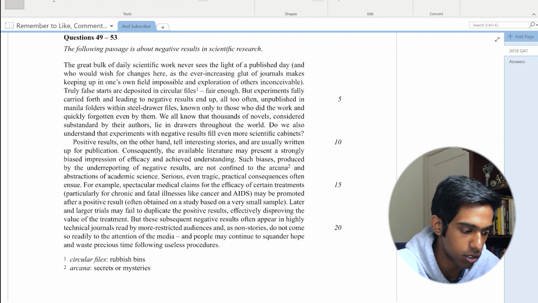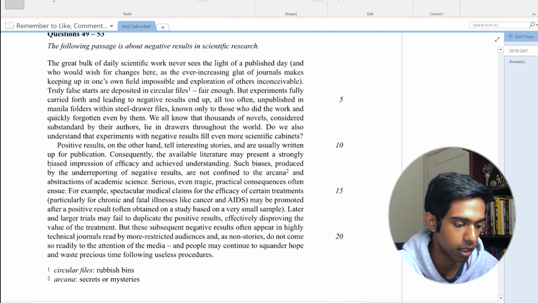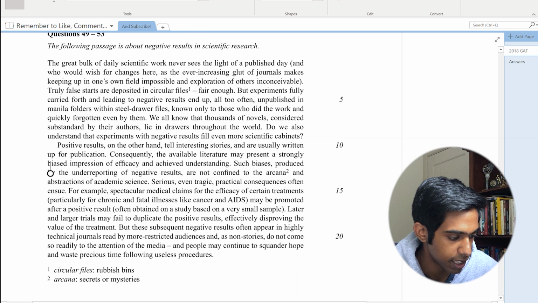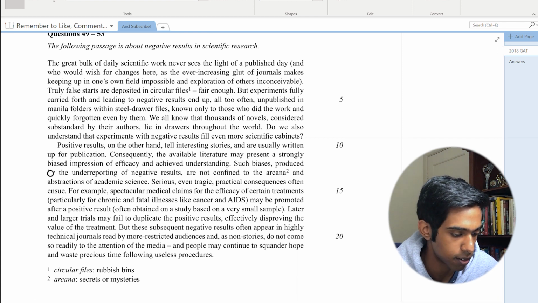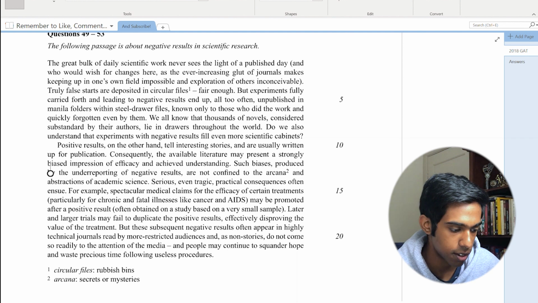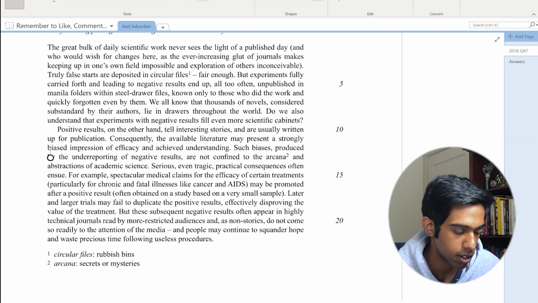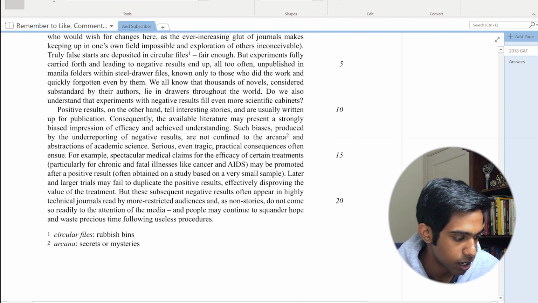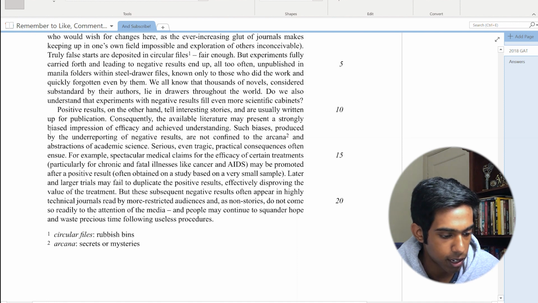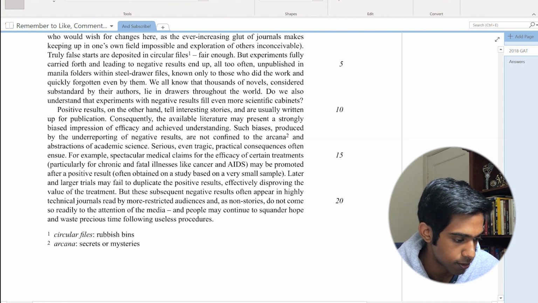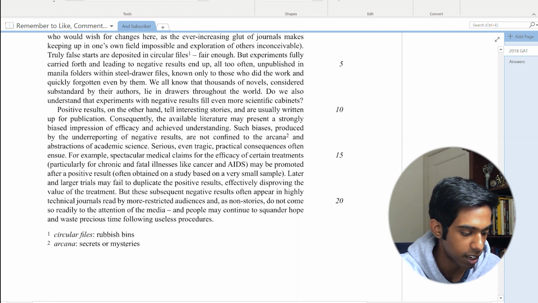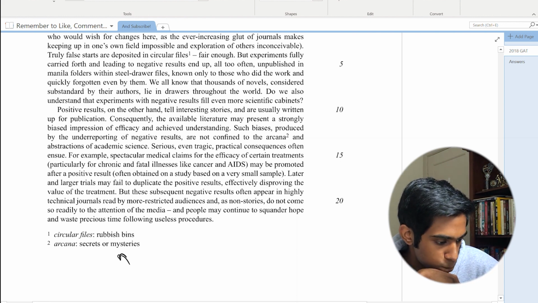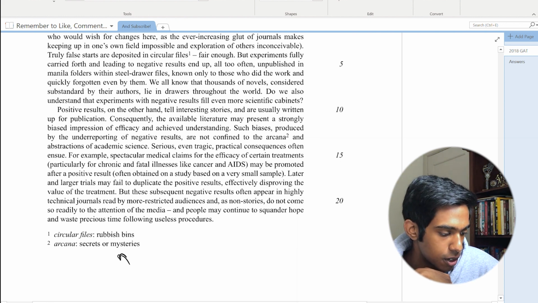We all know that thousands of novels considered substandard by their authors lie in drawers around the world. Do we understand that experiments with negative results fill even more scientific cabinets? Positive results, on the other hand, tell interesting stories and are usually written up for publication. Consequently, the available literature may present a strongly biased impression of efficacy and understanding. Okay. Such biases, produced by the underreporting of negative results, are not confined to the arcana and abstractions of academic science. So arcana are secrets and mysteries. Serious, even tragic, practical consequences often ensue.